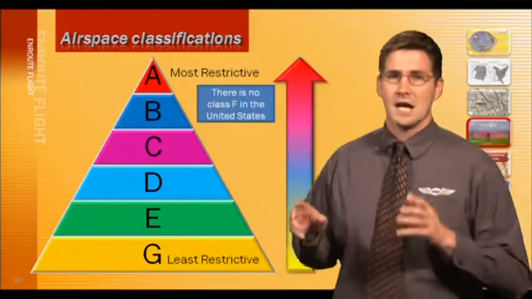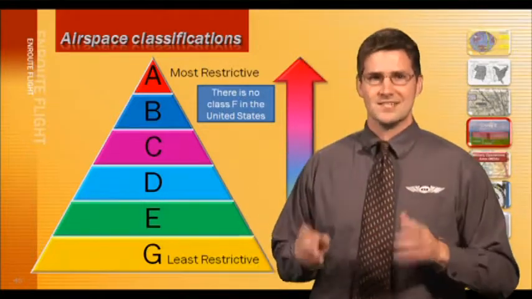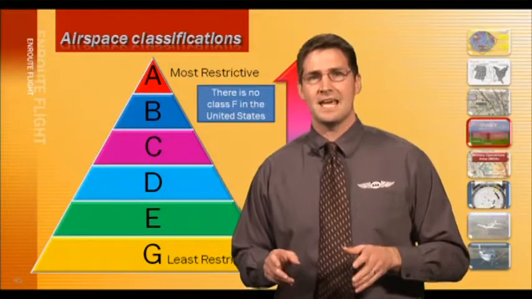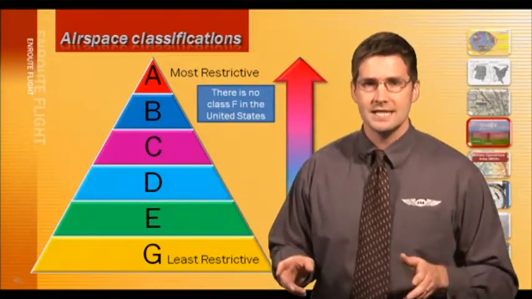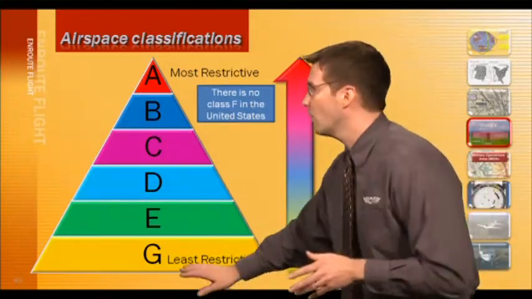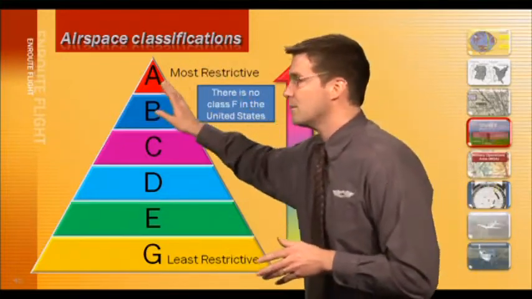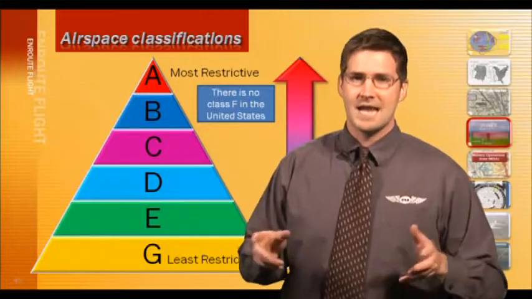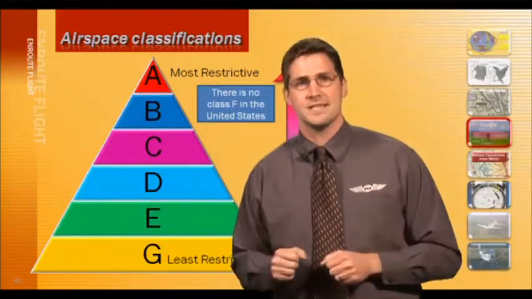Class A, Class B, Class C, Class D, Class E airspace, and Class G, starting with the least restrictive, Class G, and working our way all the way up to Class A, which is the most restrictive airspace. F airspace is not used in the United States, so we won't discuss that here. Let's begin with the least restrictive airspace, Class G airspace.